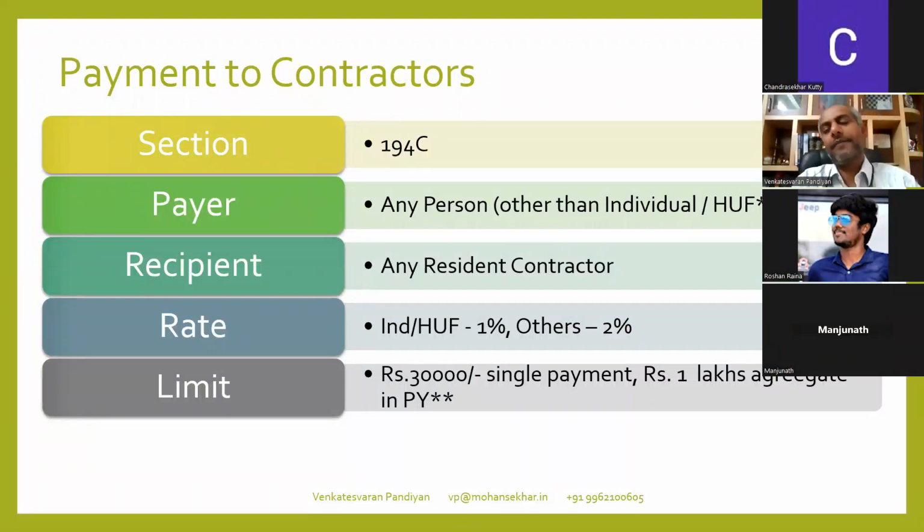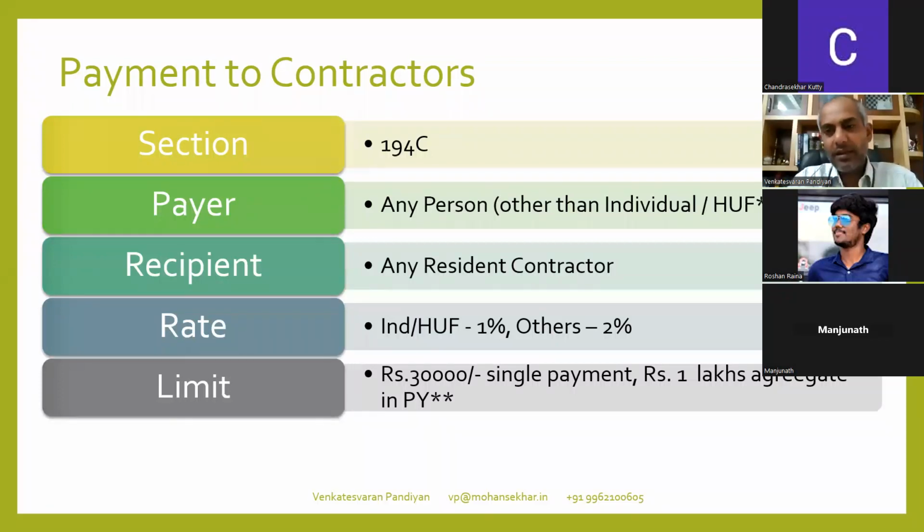And what is the rate? If the payment is made to a contractor who is either an individual or an HUF, essentially a non-corporate contractor, then it will be 1% on the payment. If it is others, such as a partnership firm, a company, either private limited or public limited, or any other form of enterprise, the rate of deduction should be 2% on the amount on which payment is made.